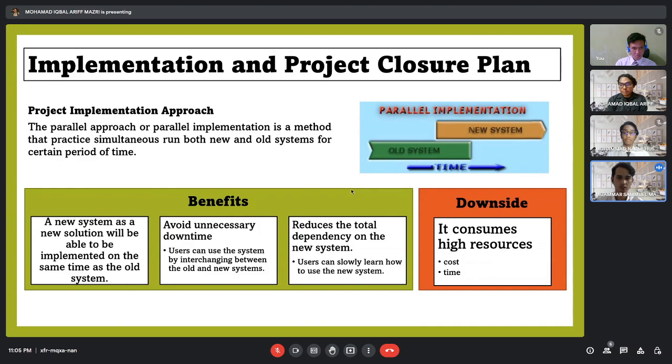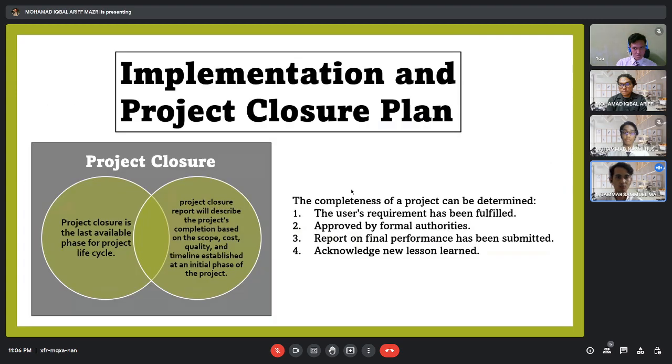But the con of the parallel approach is that it consumes higher resources when it comes to cost and time. Consider that both systems have to run for a certain period of time, so much cost is needed and much time is needed for the new system to actually operate by itself. So that is all for the implementation.